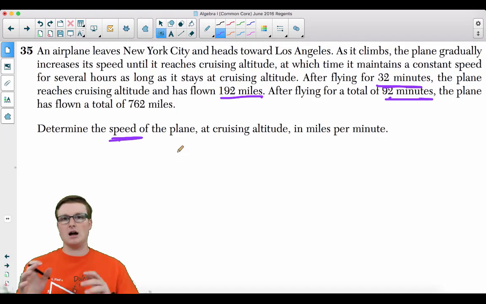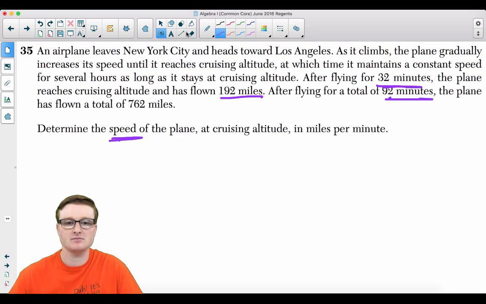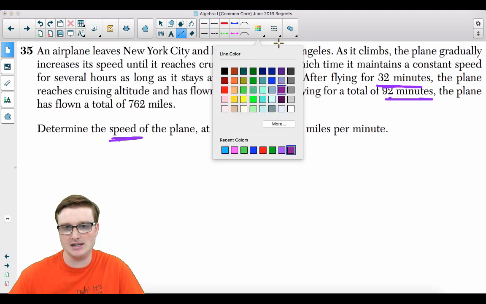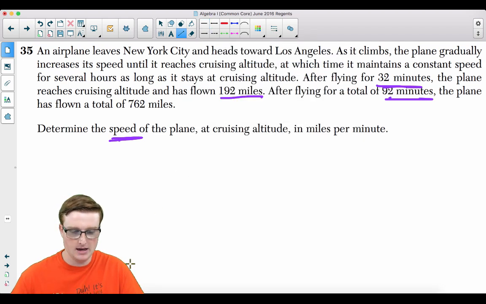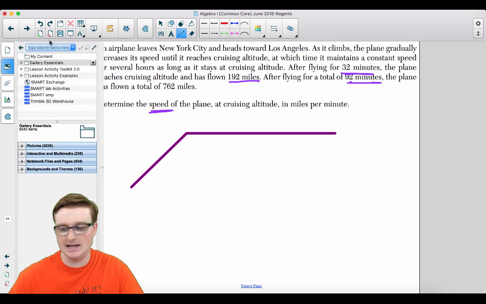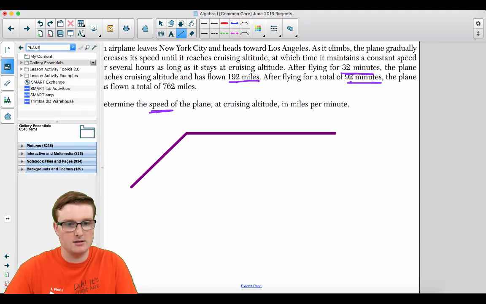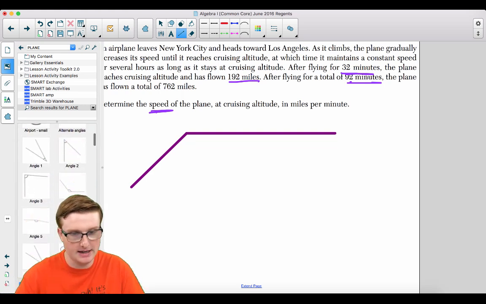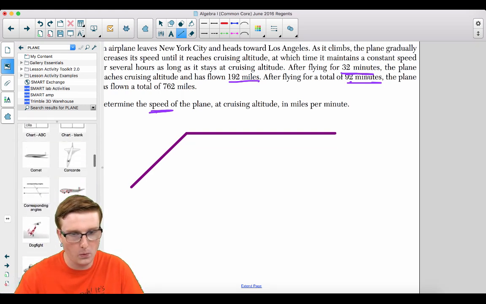So, I'm going to draw a picture to show how this works. Alright, so bear with me as I set this up for you. Okay, so I'm going to zoom this out. Hold on a second. Alright, so here is the takeoff. This is the cruising altitude that the plane is at. And actually, if I search up plane in here, I think I could actually... Let's see if I have a picture here.